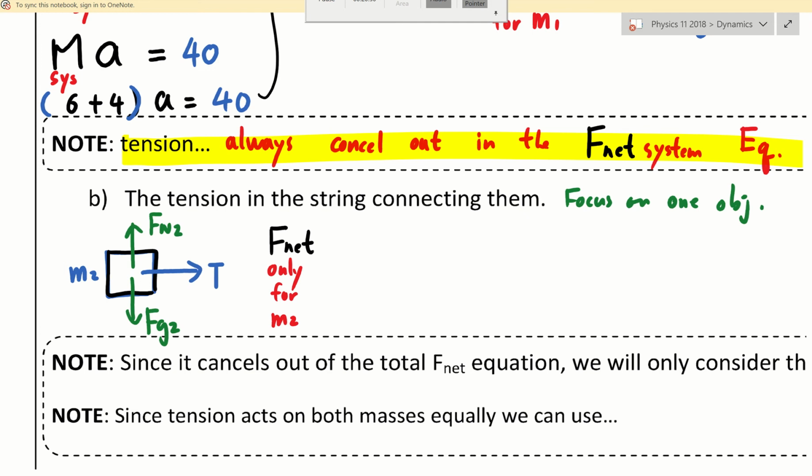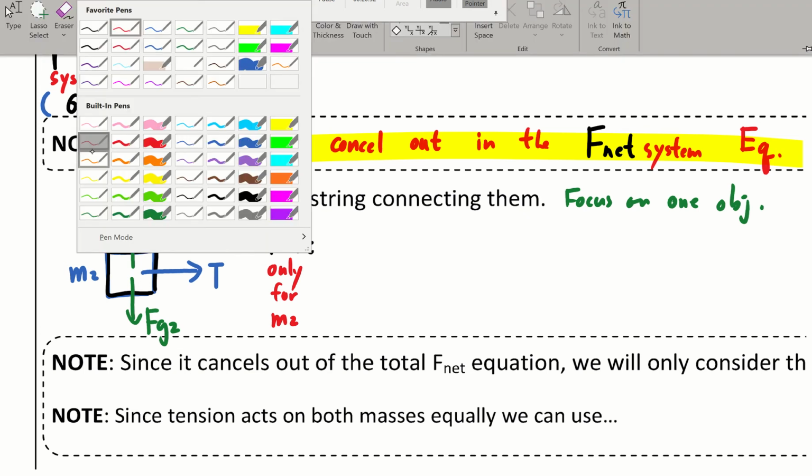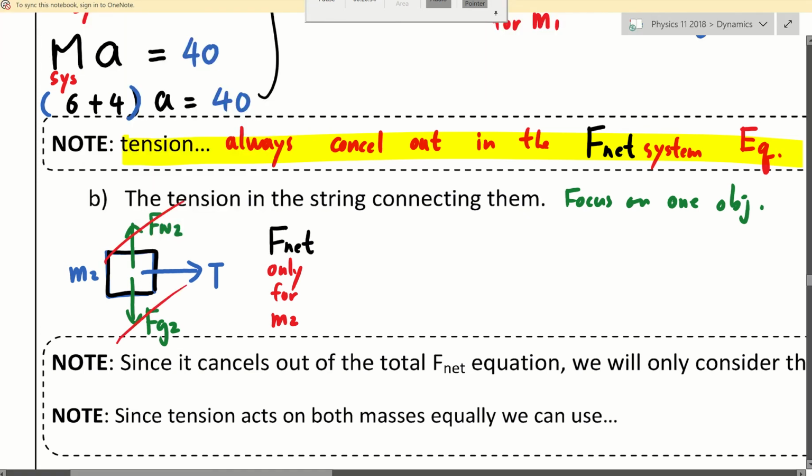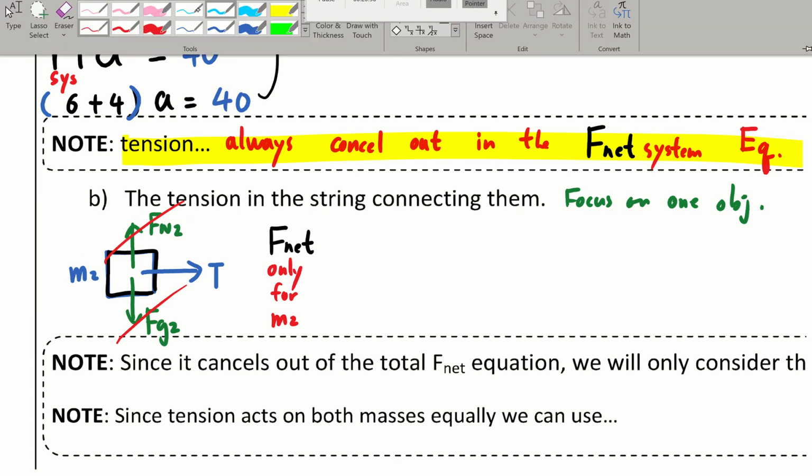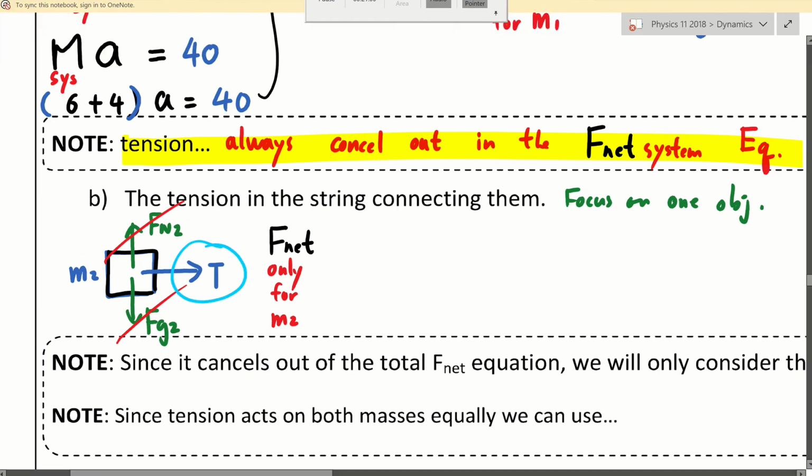Now I look at this picture, I see two things immediately. Number one, Fn2 and Fg2 is gone. Number two, the only thing left is tension. And no one is fighting that tension on the other side. So this is the winner.